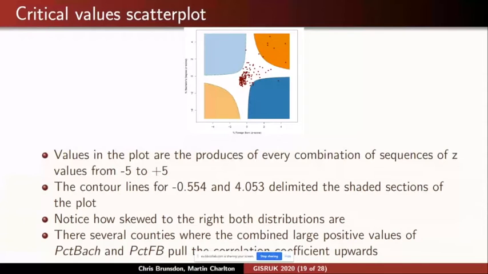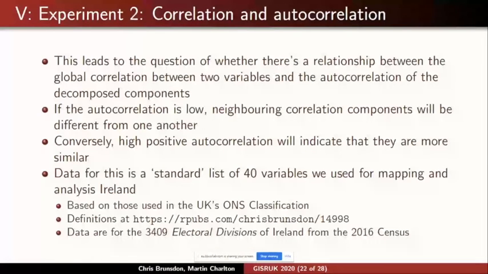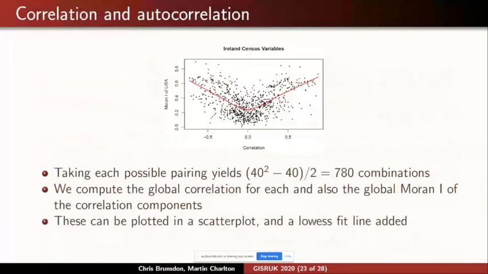There are 3,409 electoral divisions in Ireland from the 2016 census. There are some variables that we can't match and some variables which are unique to Ireland. I don't think the English census has the proportion of households with septic tanks. So there are 780 possible combinations of the variables. We can calculate the global correlation for each, so that's what's along the bottom, and we can calculate a global Moran's I for the correlation components and plot those on a scatter plot.